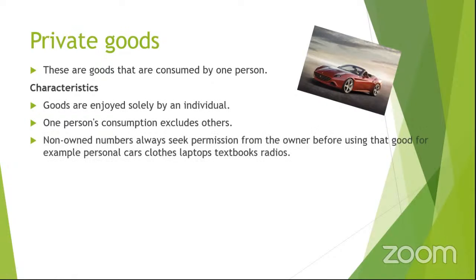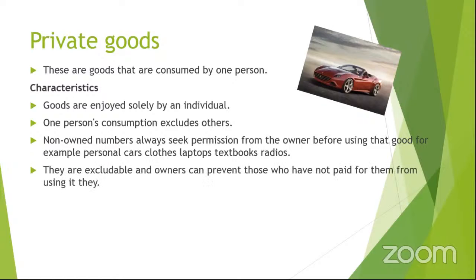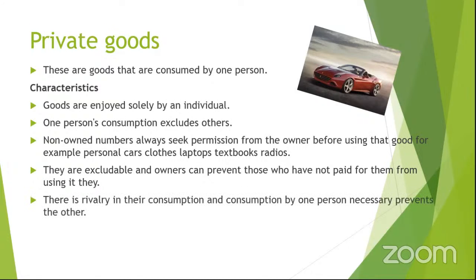Non-owners must always seek permission. If it's not yours, you have to seek permission from the owner before using that good. For example, personal cars, clothes, laptops, Xbox, and radios are excludable, and the owners can prevent those who have not paid for them from using them. There is rivalry, which means competition in their consumption, and consumption by one person necessarily prevents consumption by another. Private goods are scarce, which causes competition over them.